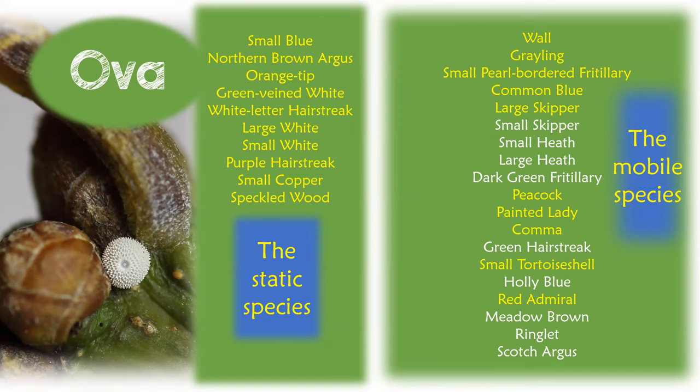The mobile list contains species where following the female around during flight season can lead you to finding the egg of the species, and also the habitat and food plant she requires, and also, I might add, the microclimate that is suitable for the decision she makes.